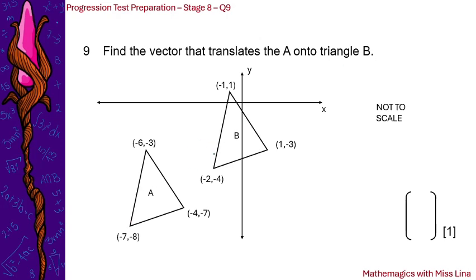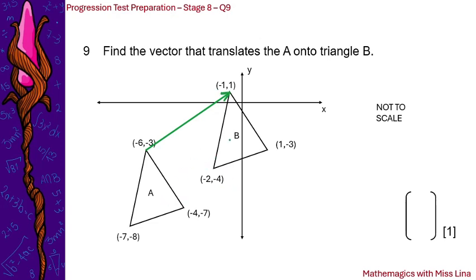So you can see that A and B have the same measures, they are equivalent triangles. One is just the translation of the other one. So since it says that translates A onto B, that means the translation goes in this direction. And we are given all the points, the initial and final points of the triangle.